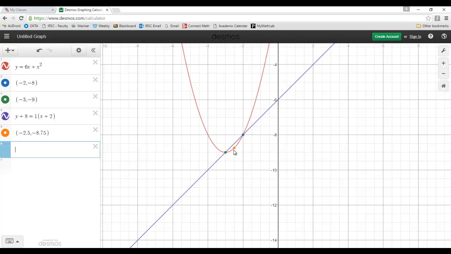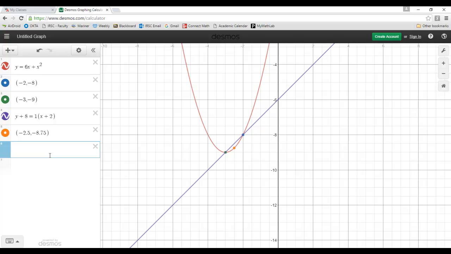Okay, so now we want to find the secant line that passes through this orange point and the blue point. So we need to find the slope of this orange point and the blue point. If you employ the slope formula, it turns out the slope of that secant line is 1.5. Now, that's what you need for WebAssign, for your homework.